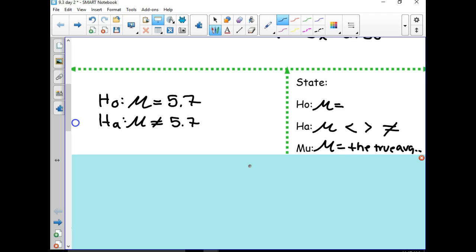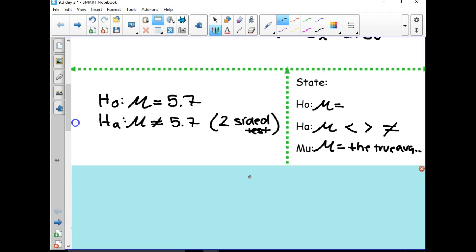This is what we call a two-tailed test. Why is it a two-sided test? That's important for the do part. And then finally, we need to describe the mu. Whenever you have a not equals, okay, so the true average situation. What's the situation here? Scoring runs, yeah, scoring runs for this team.